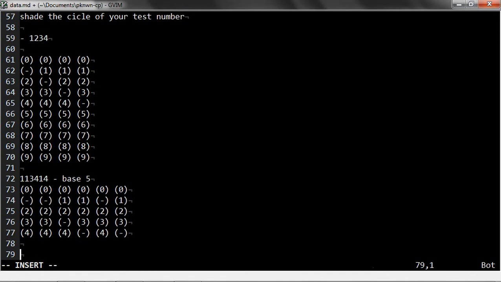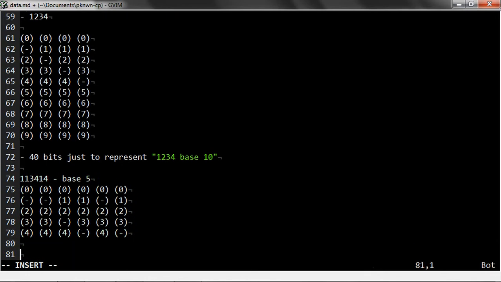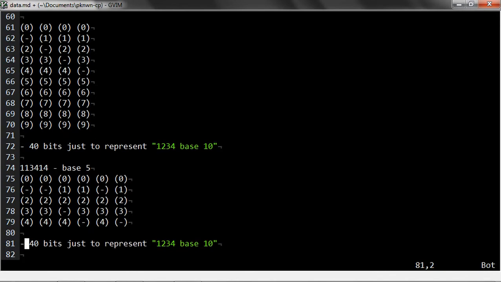So yun, yung same information, when we use base 5, instead na kailangan natin ng 40 bits, 30 bits. Nakikita natin na gumamit tayo ng 40 bits to represent 1, 2, 3, 4 base 10. On the other hand, dito, gumamit tayo ng 5 times 6. That's just 30 bits to represent 1, 2, 3, 4 base 10.